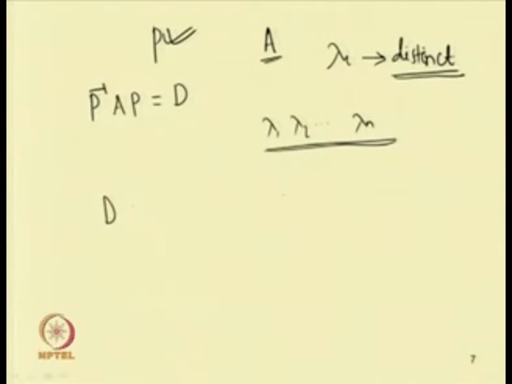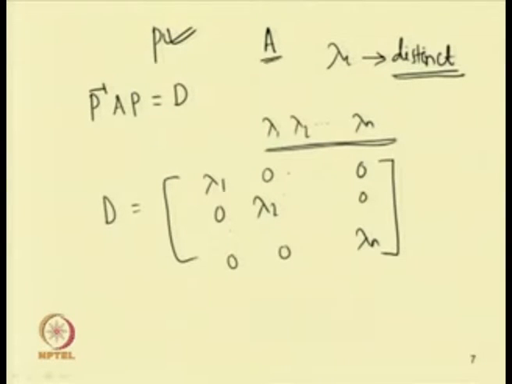Then we can write this D matrix equal to lambda 1, 0, 0; 0, lambda 2, all zeros; and similarly 0, 0, lambda n. So, we can obtain a matrix P such that D equals P inverse A P, where D is this matrix.